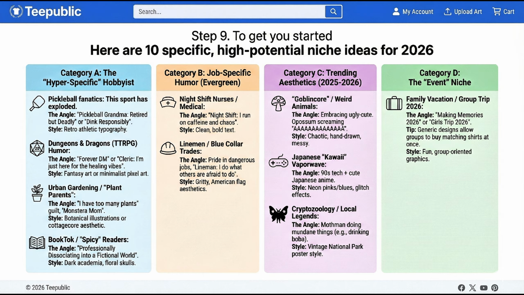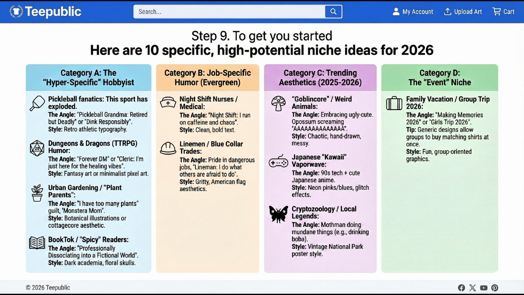Moving on to trending aesthetics for 2026, number 7 is goblin core. This is embracing the ugly cute. We're talking screaming opossums, raccoons, and frogs with a chaotic hand-drawn style. Number 8 is Japanese kawaii vaporwave. Mix 90s technology, like old Windows aesthetics, with cute anime styles and neon colors. Number 9 is cryptozoology. Think local legends like Mothman or Bigfoot, but doing mundane human things like drinking boba tea.